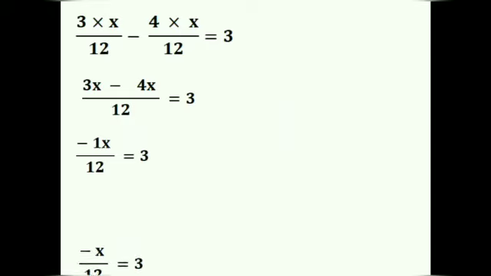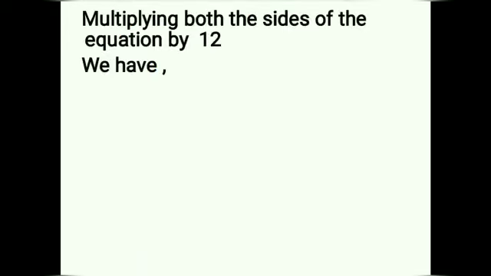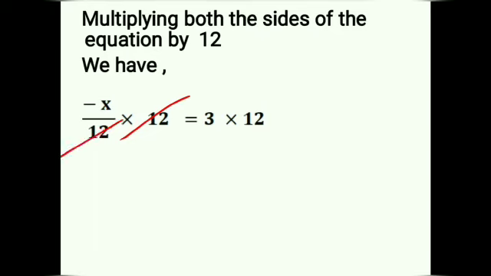Now the next step is minus 1x, you can write only minus x. Whenever the coefficient is 1, then you can remove this 1 and write down only the letter. Now the next step: in the previous step the denominator is 12, so we have to multiply both sides of the equation by 12. So we have minus x upon 12 into 12, which is equal to 3 by 12 into 12. So these two 12s cancel. So the left hand side is only minus x, and 12 3s are 36.